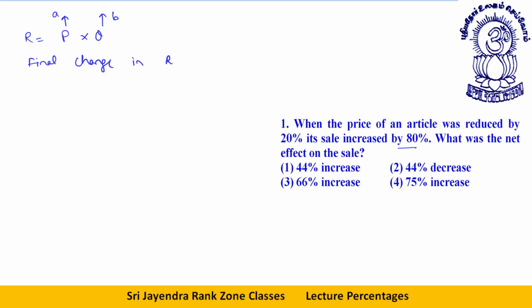Final change in revenue is what? Final change in revenue is A plus B plus AB by 100. I have discussed this with you previously. Okay, so what is the net effect on sale? Net effect on sale will be, here what do we have?